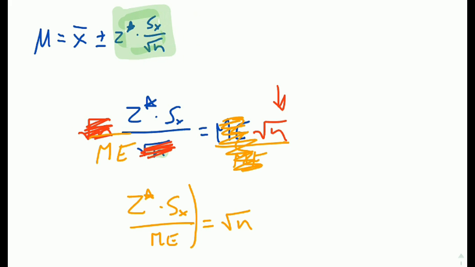So the last thing we need to do to both sides is square it. And when we square both sides, the square and the square root will cancel each other out, leaving us with just n on the right, and then on our left side we have z star times standard deviation all over margin of error, whole thing squared. So that would be how you would show the steps to derive the formula for the minimum sample size.